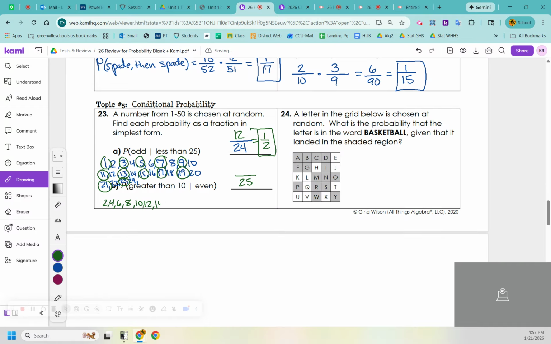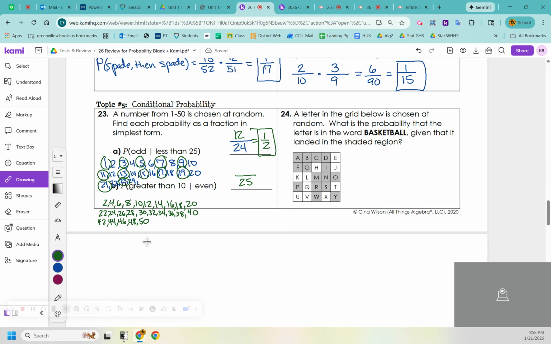10, 12, 14, 18, 20, 22, 24, 26, 28, 30, 32. I'm trying to line it up. 38, 40. We're almost done, I promised. 42, 44, 46, 48, 50. Okay, so those are my evens. So we're talking about even numbers from 1 through 50. Here's all 25. You can count them.